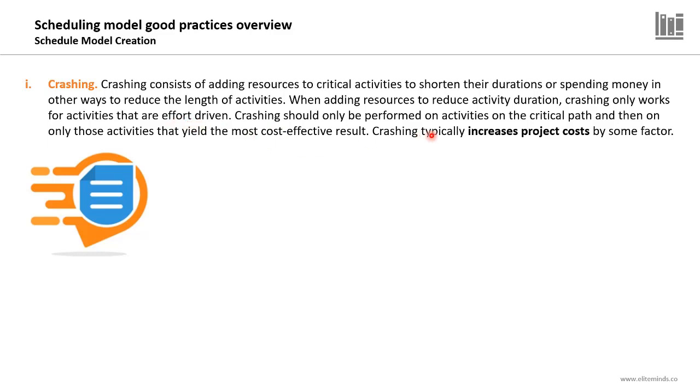Crashing should only be performed on activities on the critical path, and then only those activities that yield the most cost-effective result. So you might need to shorten the project duration by 20 days, and you have more than one option that you can crash to reduce this duration, so you should look for the option that is most cost-effective. Crashing typically increases the project costs by some factor.